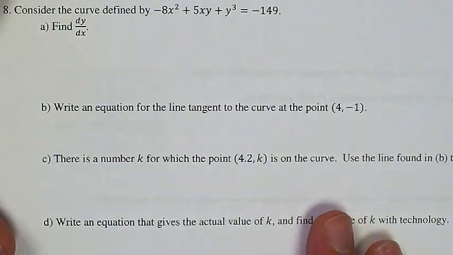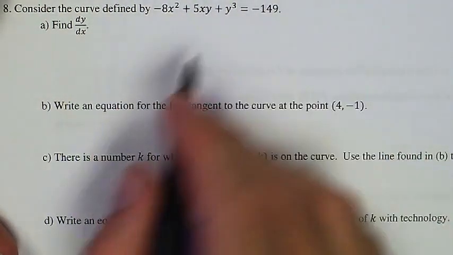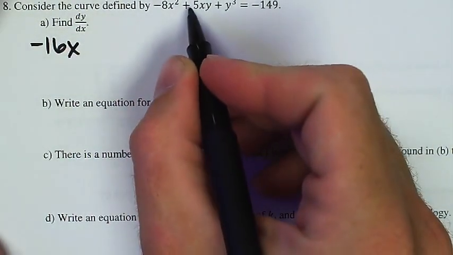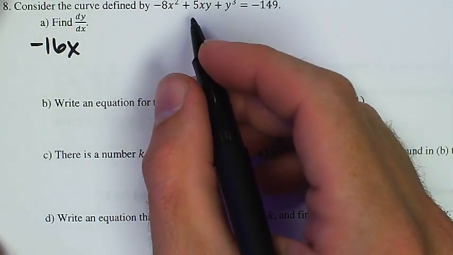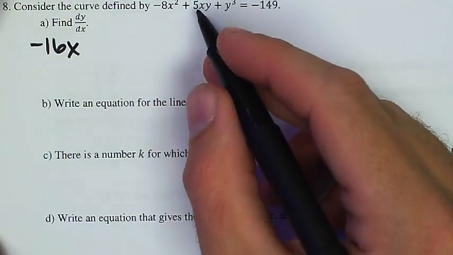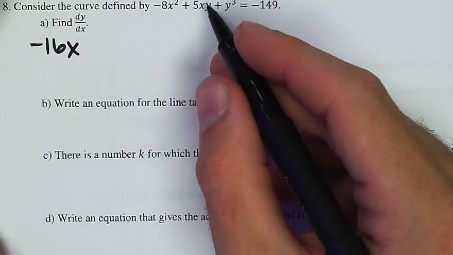Consider the curve defined by negative 8x squared plus 5xy plus y to the 3 equals negative 149. Find dy dx. We just learned how to do that. So that's negative 16x plus 5xy. All right, if I want to find dy dx, if I factor out the 5, I'm going to have to redistribute it later. So I'm just going to look at this as 5x multiplied by 1y.